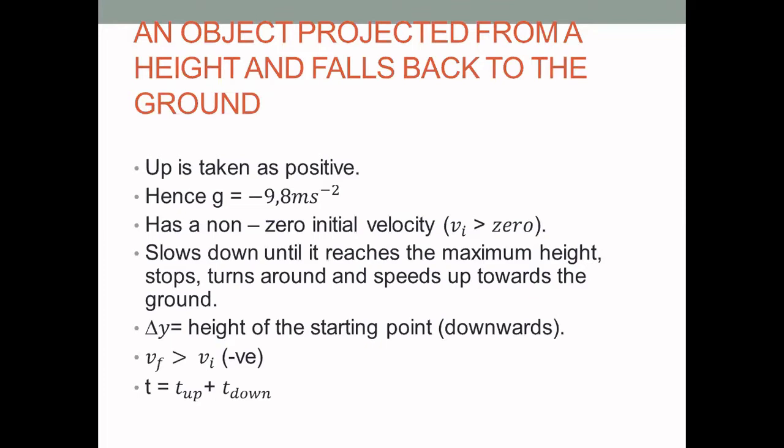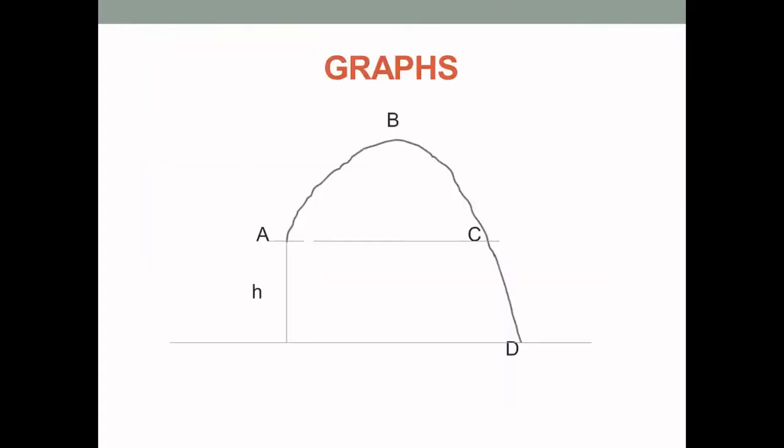Delta y, which is the displacement of the object, is the same as the height of the starting point. But it is downwards, because that displacement is covered while the object is falling. The final velocity is greater than the initial velocity, but it is in the opposite direction, which means it is negative. T, the time taken for the entire motion, is the same as the time taken up plus the time taken to fall.